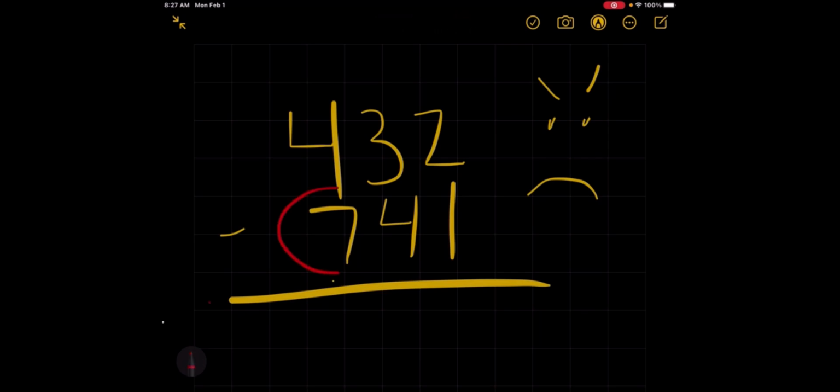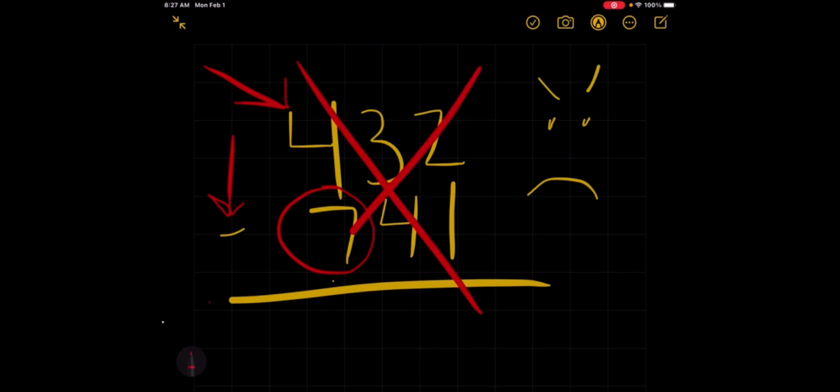The 700 is big. Remember, in subtraction, the bigger number has to be on top. You can't do this problem. So I was trying to fool you because the bigger number is not on top. And for subtraction, the bigger number has to be on top.